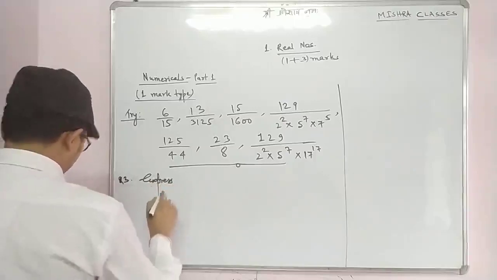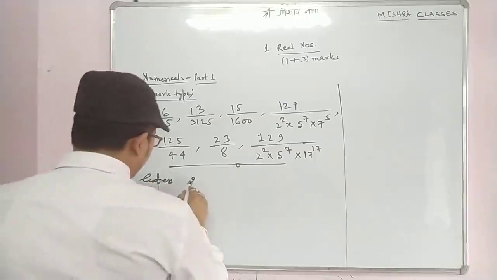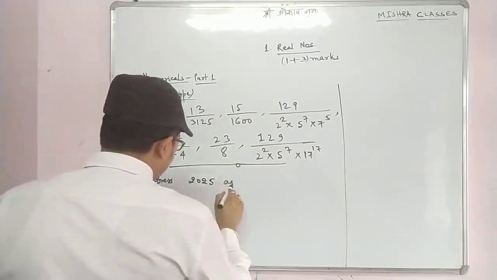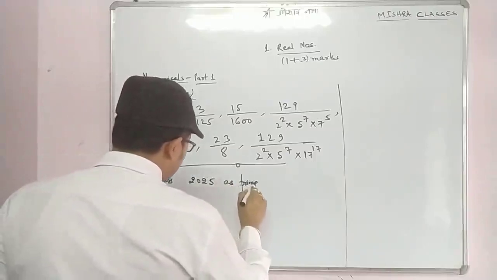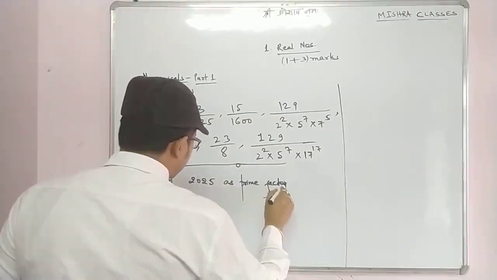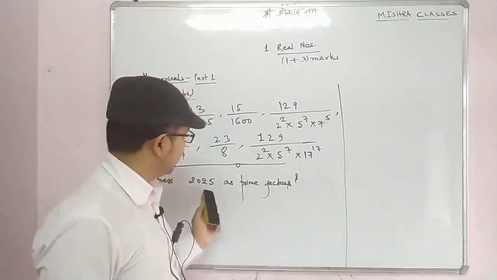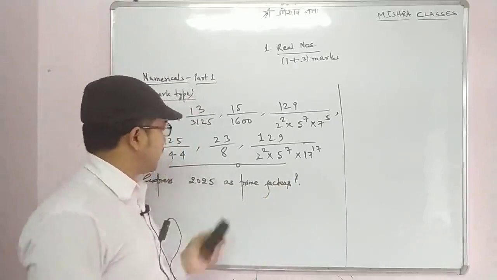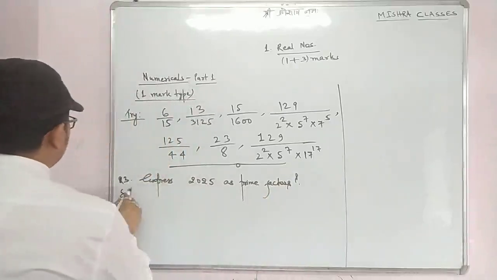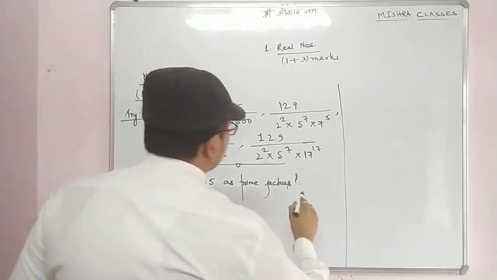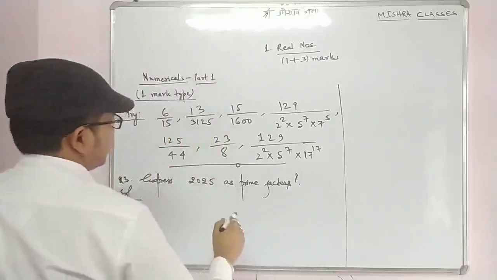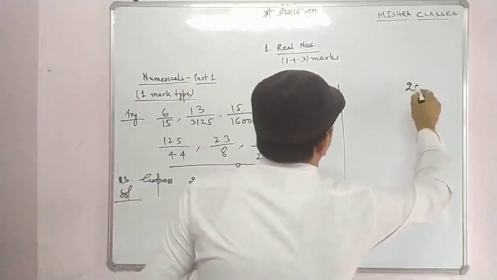Next we have question number 3. Express 2025 as prime factors. Now this question you have done in lower classes. So we'll just express it in prime factors. How do we do it? Solution. Now it's a bit lengthy. So what we can do here.